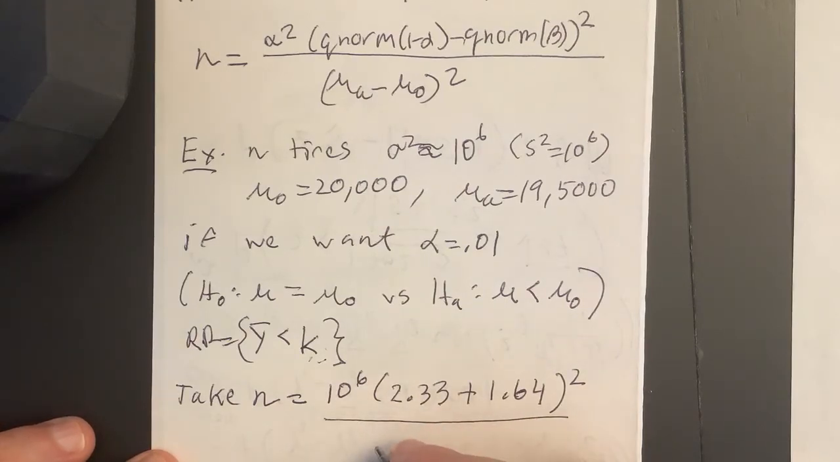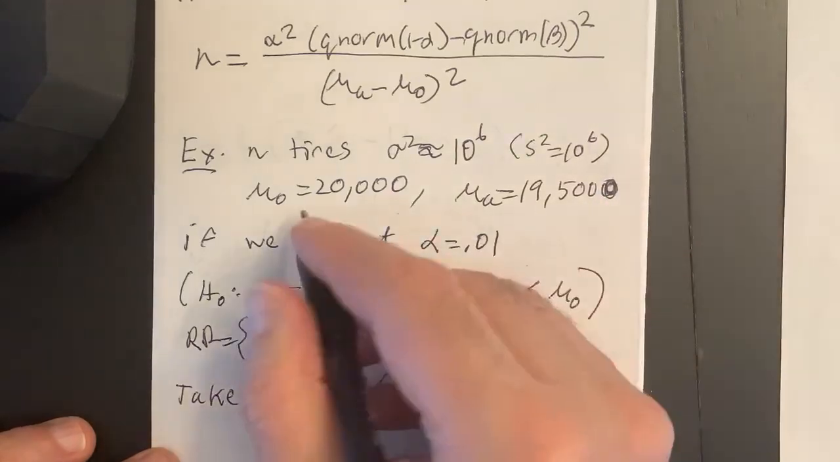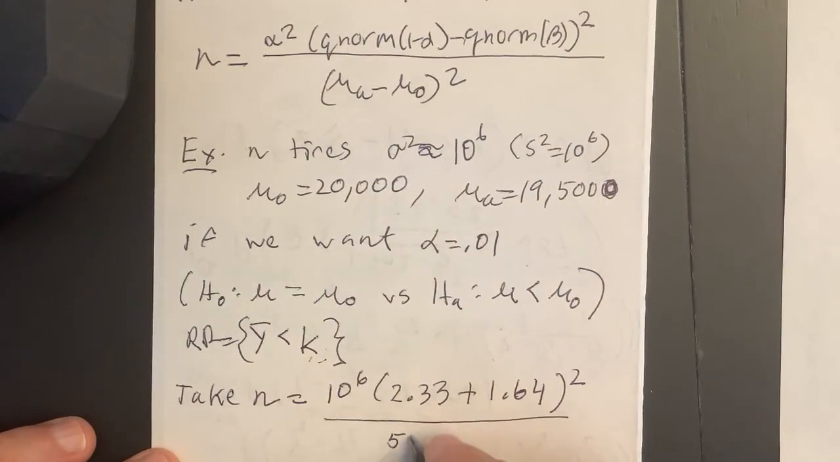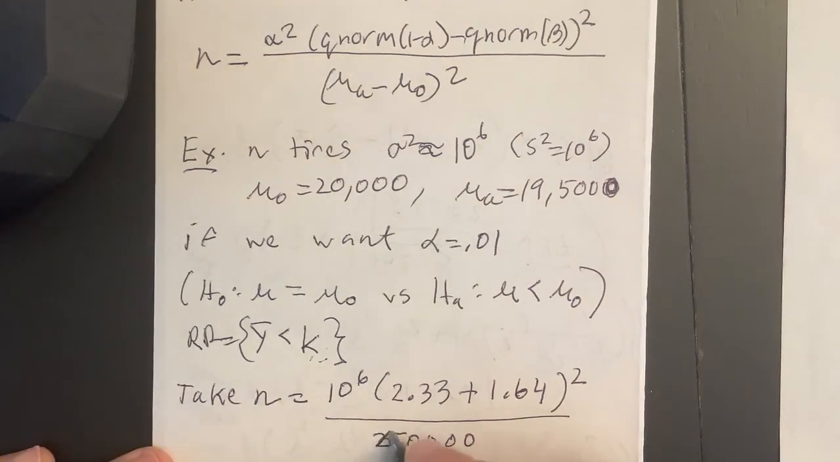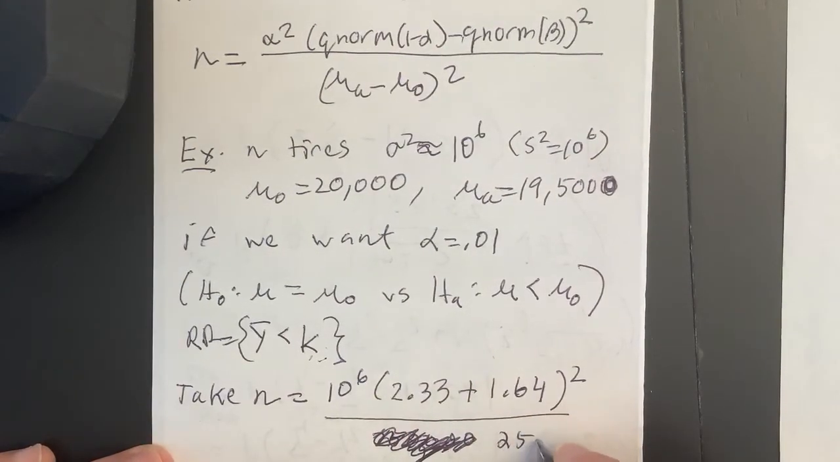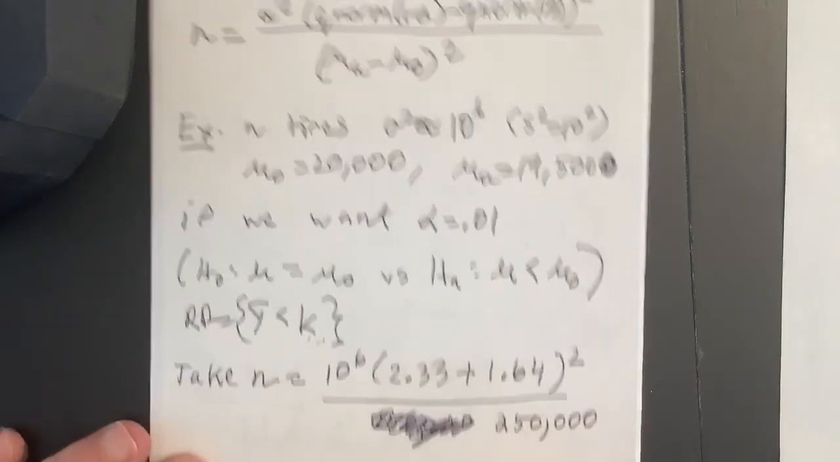So this is 20,000 minus 19,500, so this is 500 squared. 500 squared is 25, two zeros out, 500, 25. I think so. This doesn't seem right. Yeah, no, it's right, 25. Sorry. Okay, all right, so there we are.